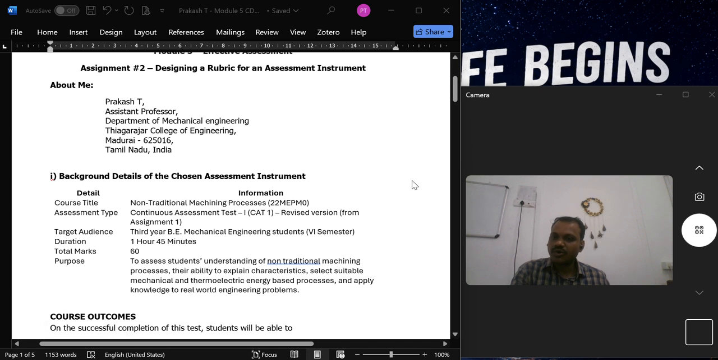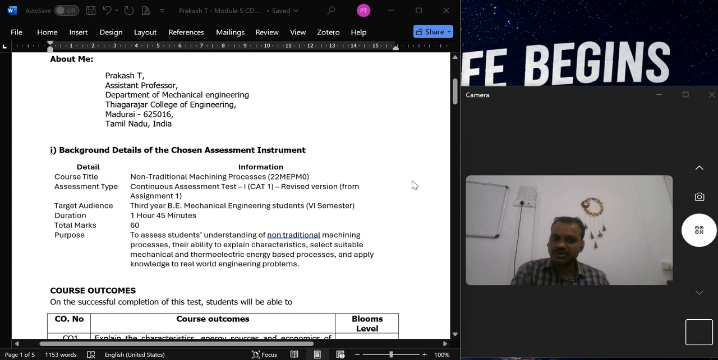The background details of the chosen assessment instrument: currently I am handling the course called Non-Traditional Machining Process. The course code is 22 MEPM0. I tried this for my Continuous Assessment Test 1, and I conducted that exam. But for assignment purposes, I re-modified the questions, so the revised version is what I am using for this assignment. The target audience are third year B.E. Mechanical students, sixth semester. The duration is 1 hour 45 minutes and the examination total mark is 60.